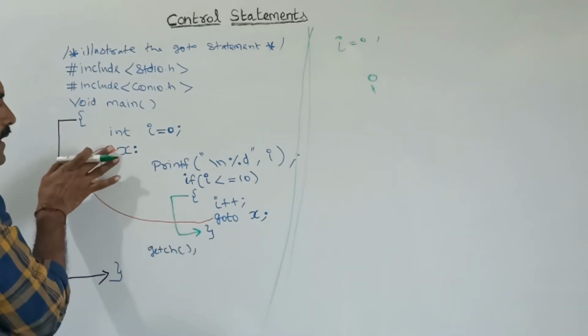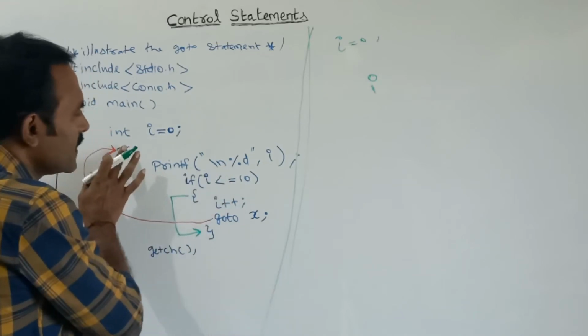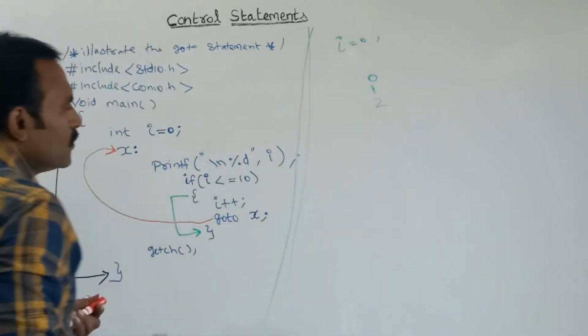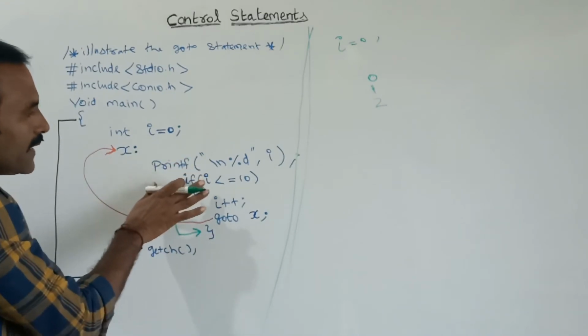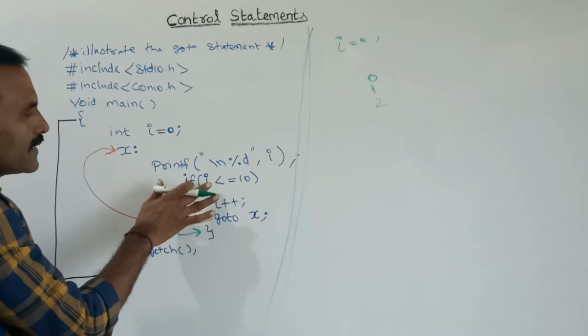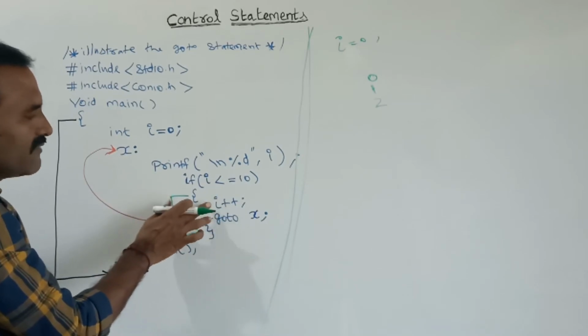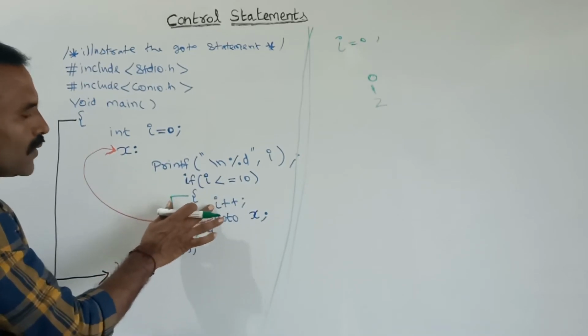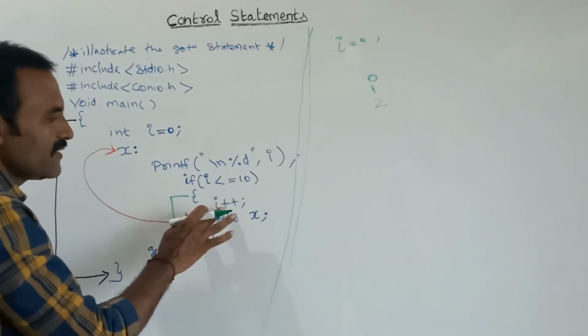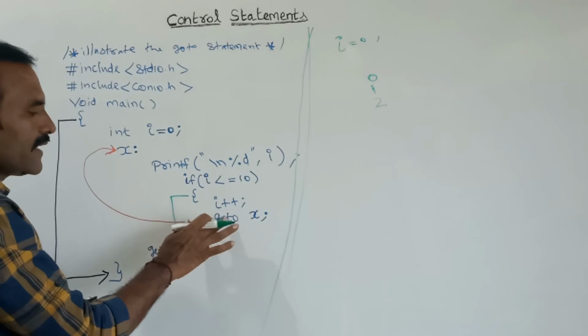Here it comes here, and after coming here it will print the value of i. Now the value of i is 2. Next it checks the condition again: 2 is lesser than or equal to 10, the condition is true. Again i will be incremented, that is previous value plus 1. The previous value of i is 2, 2 plus 1 is 3. Now the current value of i is 3. Again it will go to X, and it will jump here.